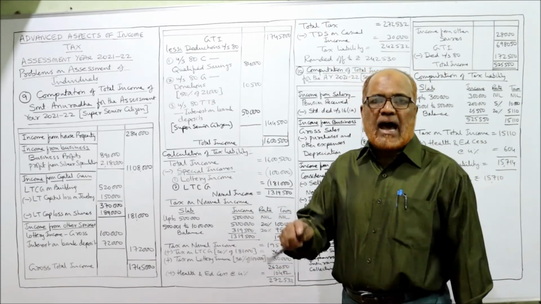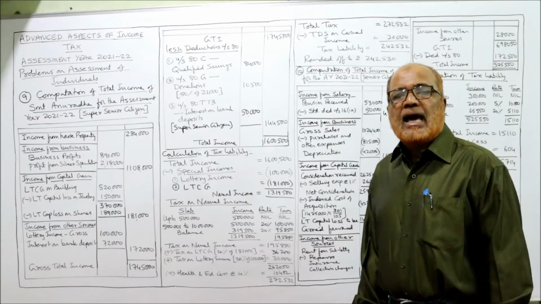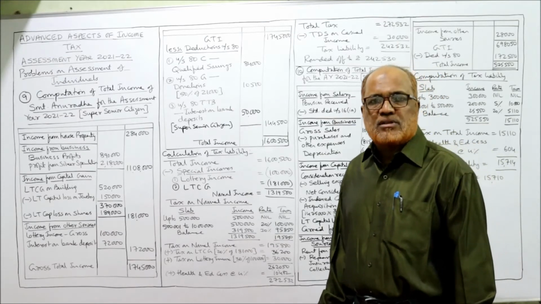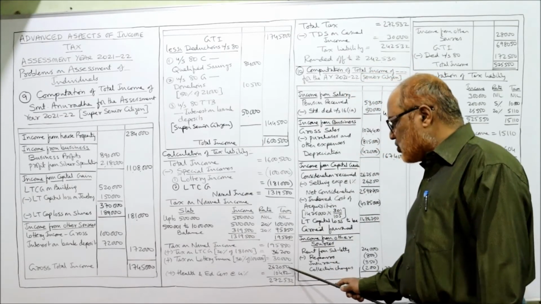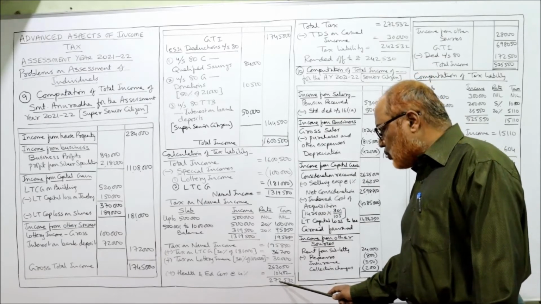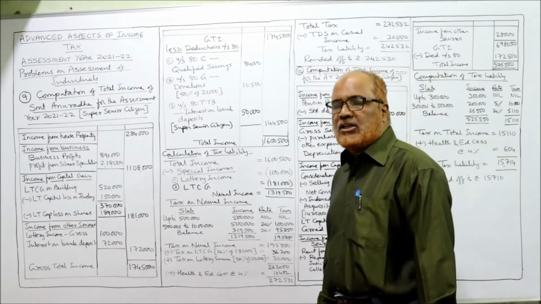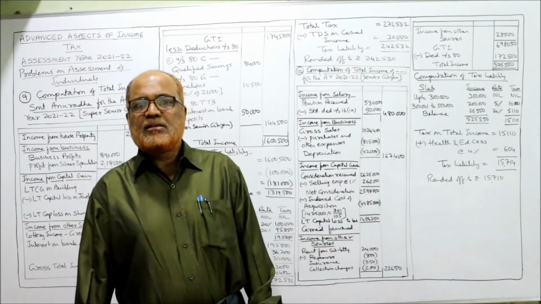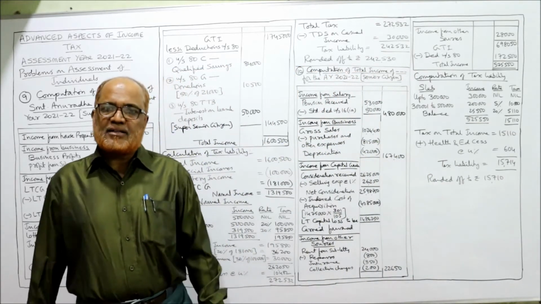On the total tax, add health and education cess at 4%. So 4% of 2,62,050, 10,482. So total tax comes to 2,72,532. From this, TDS will be deducted.